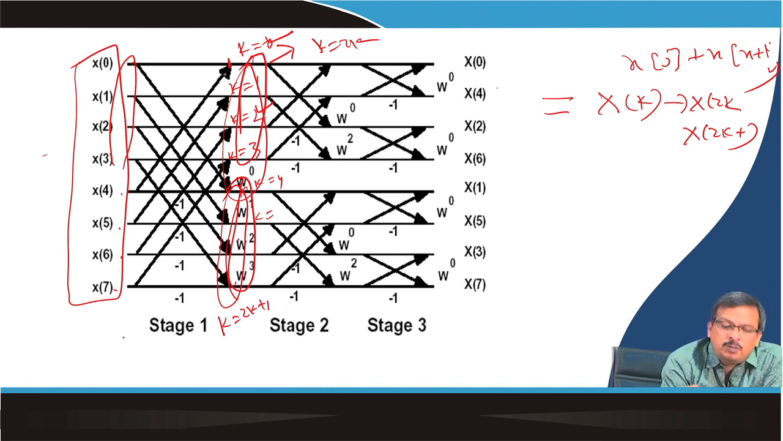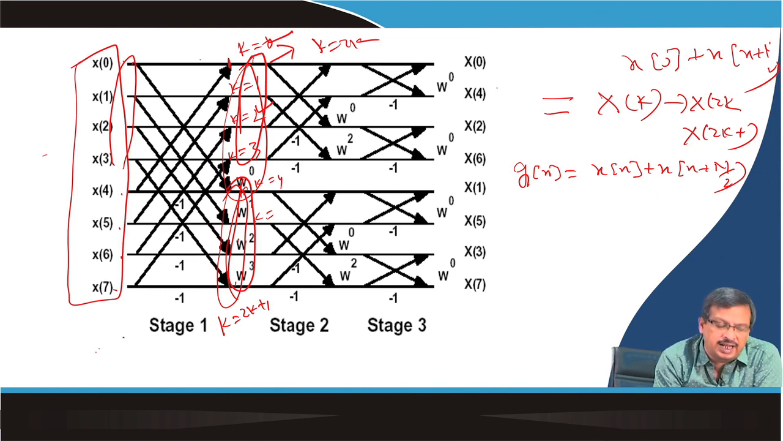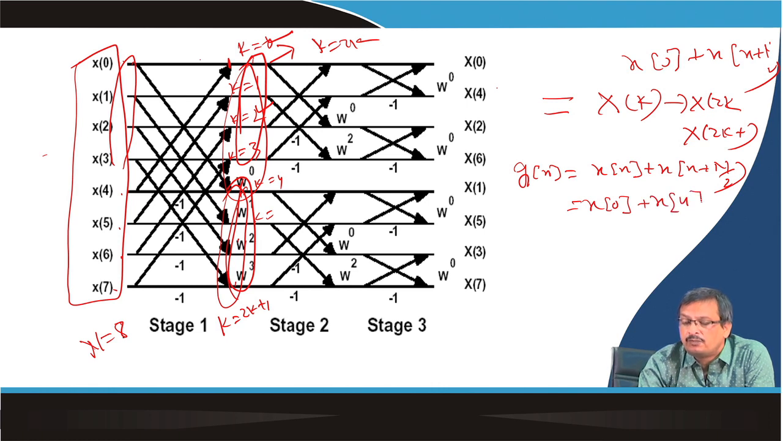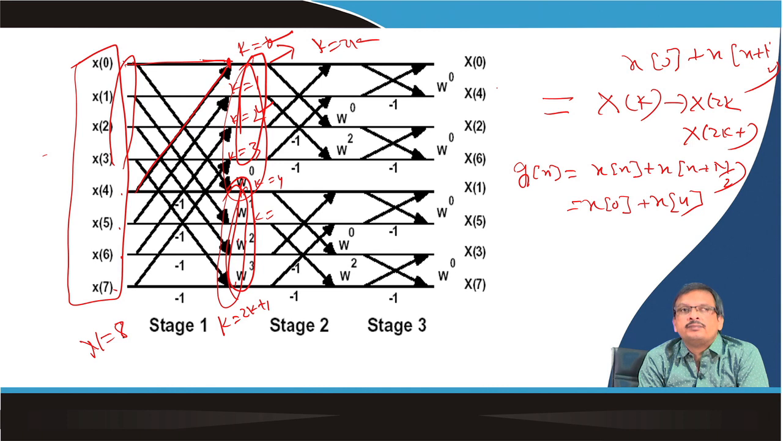So, in case of the first 4 points, it will be signal x0. So, what is g1 n? g1 n is equal to x of n plus x of n plus n by 2. So, if it is 8 points, n is equal to 8, then I know that n by 2 is 4. So, when I say accessing x0, then I have to access x of 4. So, x0 and x4 will be added together. There is nothing else there, just add.